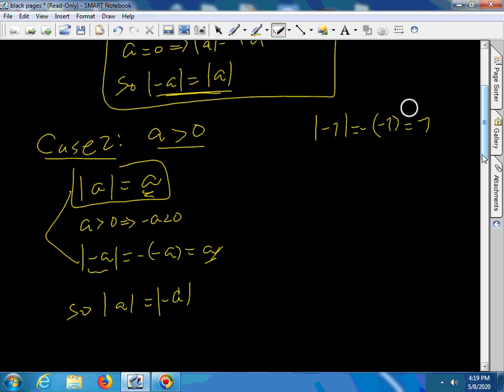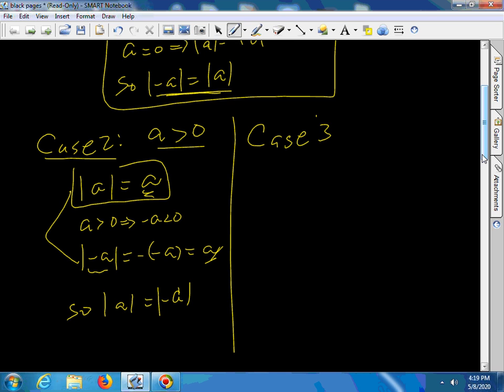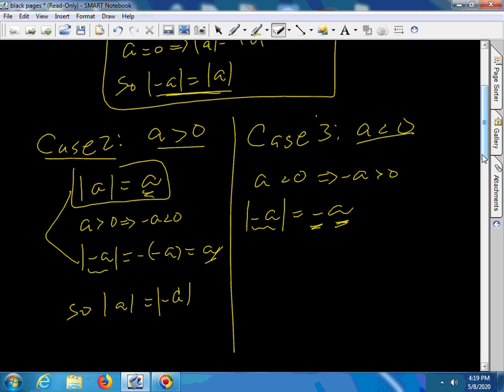Maybe I'll do case 3 on the right here. Case 3. Suppose that a is less than 0. Well, if a is less than 0, that implies that negative a is bigger than 0. So, the absolute value of negative a, now this is a positive number, so it equals itself. After all, if a is negative, and you put a minus sign in front of it, it will become positive.